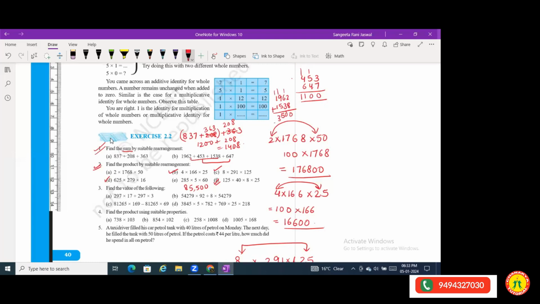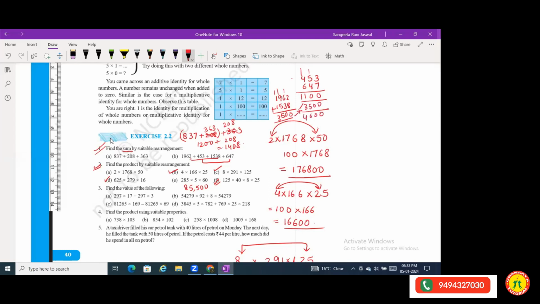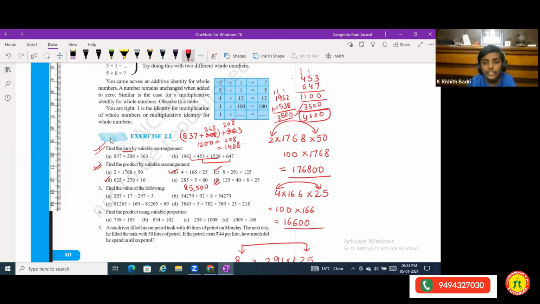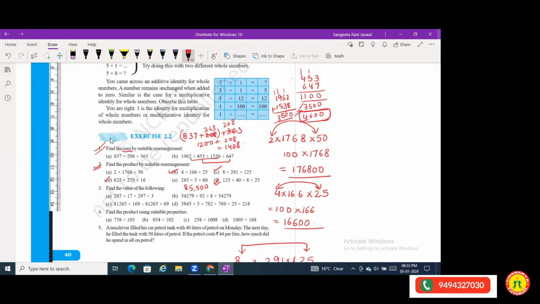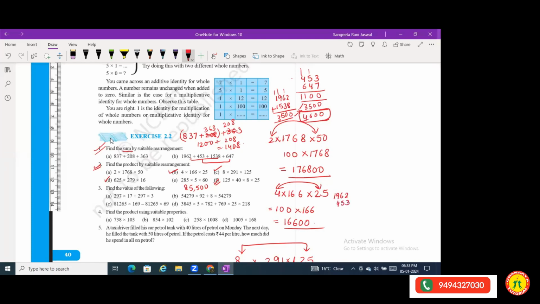I get, ma'am, 8,500. Now, if I add these two numbers, what do I get? Ma'am, 4600. Ma'am, I also did it in the same way. Ma'am, is this easy, or is writing all the numbers one after the other easy? This is easy, no? By making proper arrangements, isn't that so?